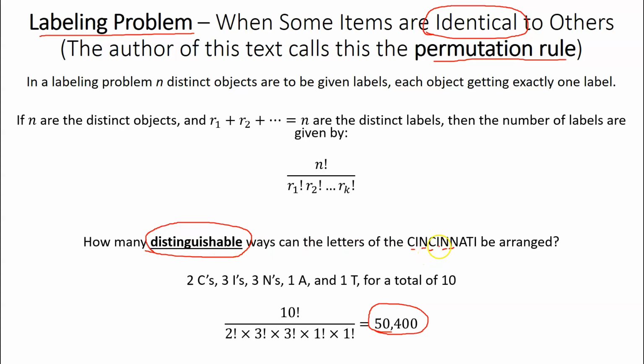So what that means is, if I switch these two N's, I can't tell, you can't tell, it's indistinguishable. So how many distinguishable ways can we arrange them? Obviously, if I switch the N and the A, well, yeah, it's not spelled correctly then, so that would be distinguishable. People would know that I messed it up. Okay, so that's typically the way these are worded. This is called a labeling problem. Like I said, your author used the term permutation rule, but that's what this is. If you put this in your notes, make sure you give yourself some explanation of what those things mean.